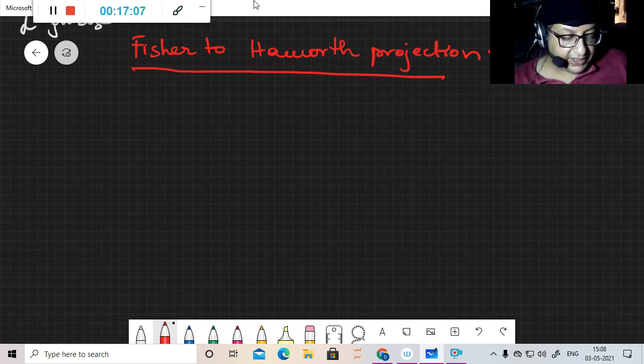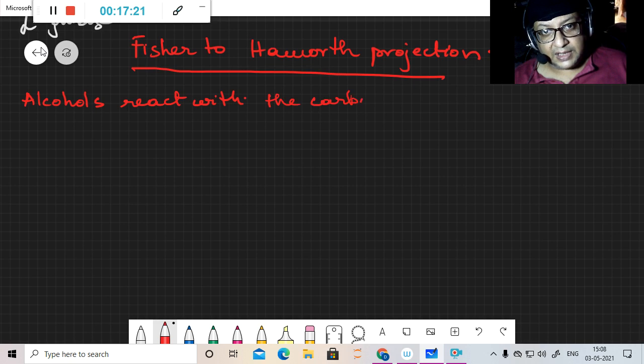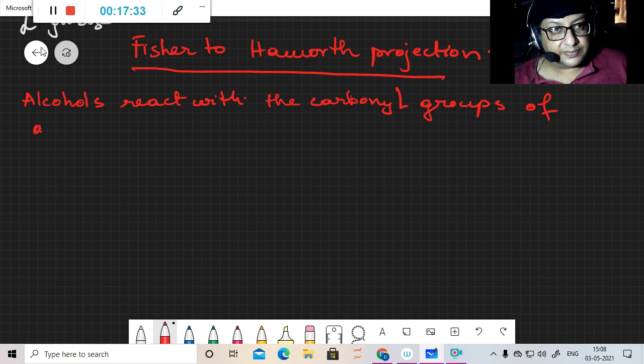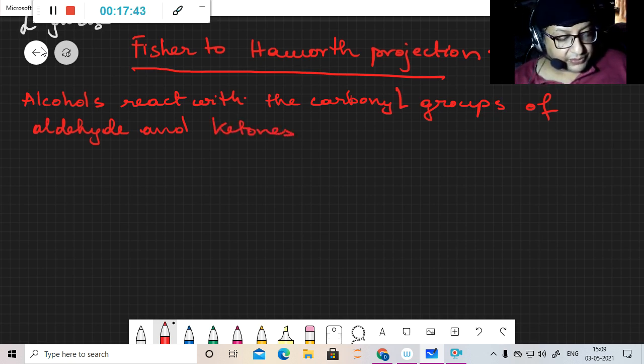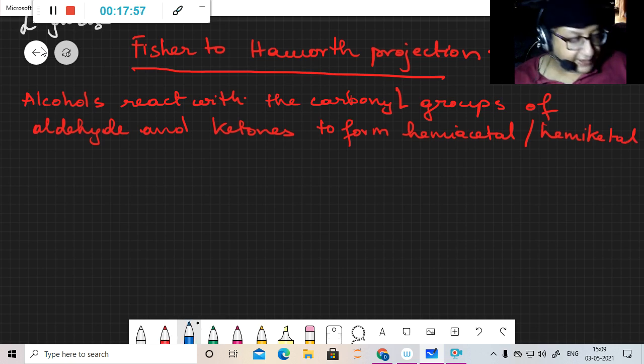So actually, the alcohols react with the carbonyl groups of aldehyde and ketones to form hemiacetal or hemiketal respectively. So the reaction occurs like this.